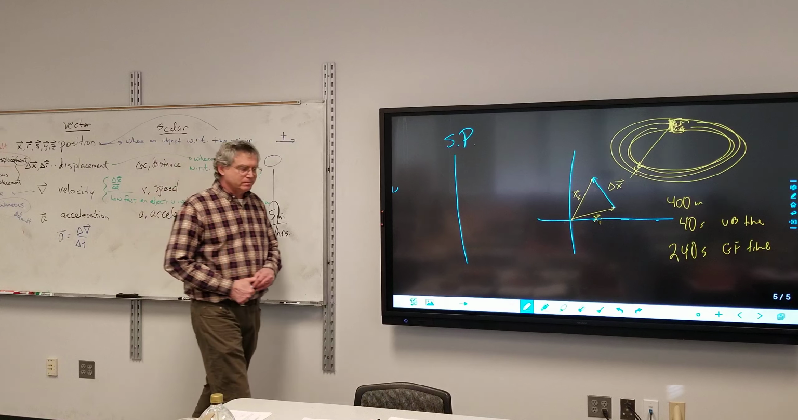What I would like, this would be my dream here, is that if anyone thinks negative acceleration means you're slowing down, cast that from your mind. Negative acceleration by itself, if I tell you acceleration is negative 3 meters per second squared, you have no idea without more information if that's speeding up or slowing down.